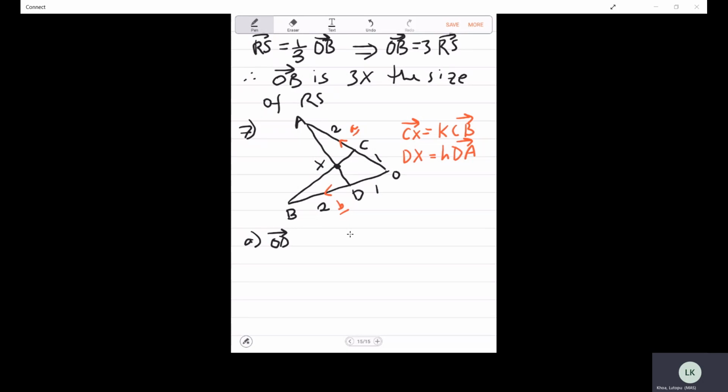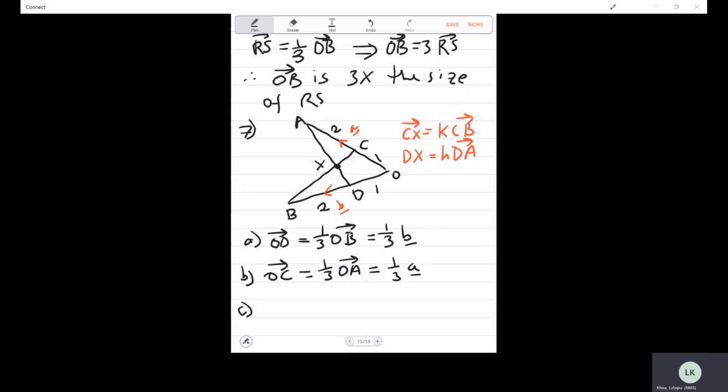Okay, so if I'm at O and I want to get to D, I know this is just a third of the way from O to B. So from O to B, we know that is B, so this is just a third B. Then the next one is OC, so the vector from O to C. If I'm at O and I want to get to C, that's again a third of the way from O to A, which is a third of A.